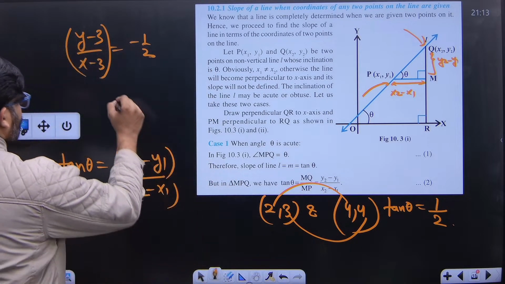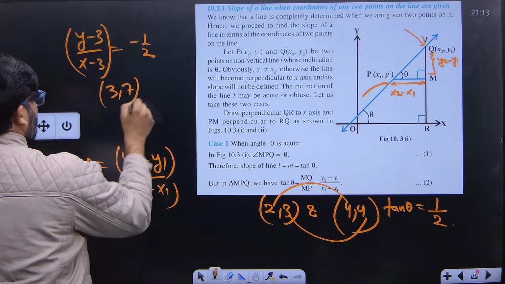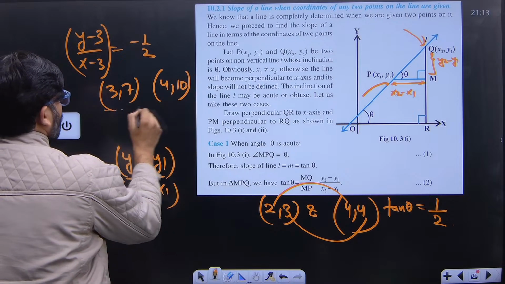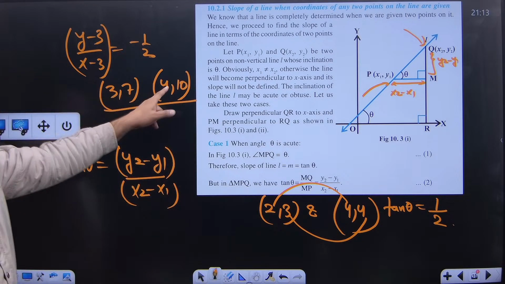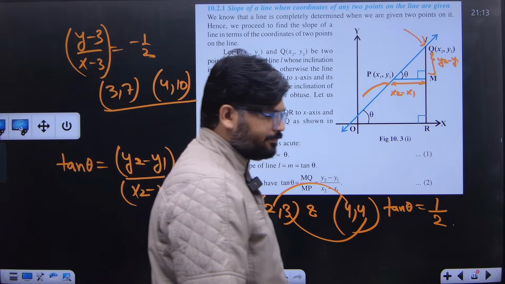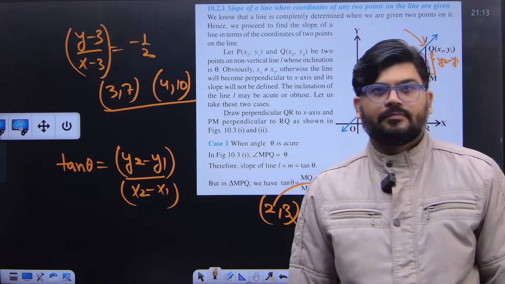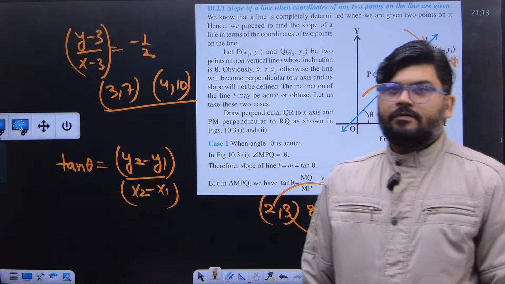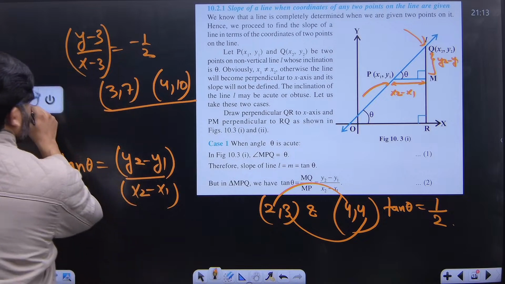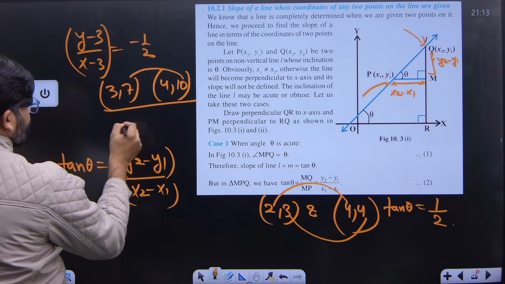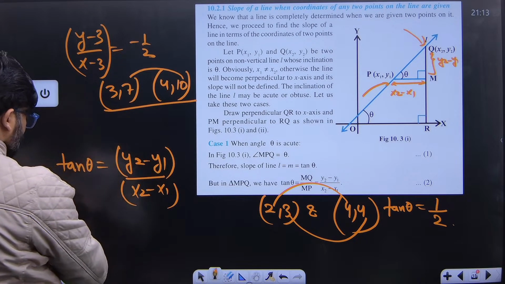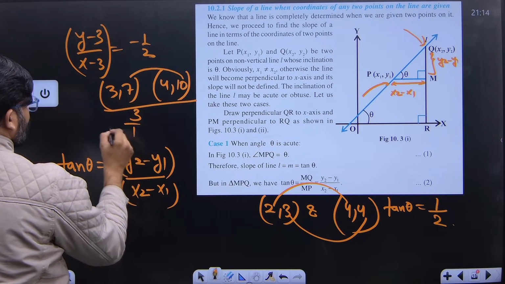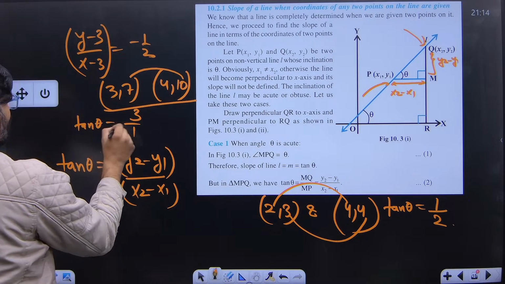Suppose a line passes through 3 comma 7 and let us say 4 comma 10. Can you tell me what will be the slope of this line which passes through these 2 points? How did you get 4 by 3? You will subtract 10 minus 7. 10 minus 7 is 3 and 4 minus 3 is 1. So tan theta is going to be 3. Are you getting it?